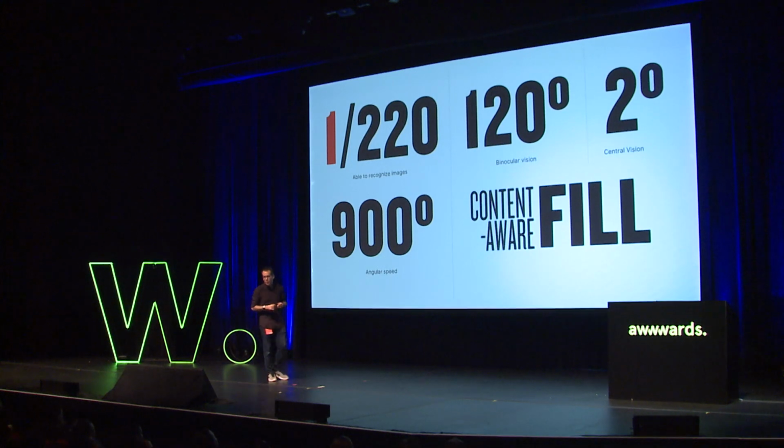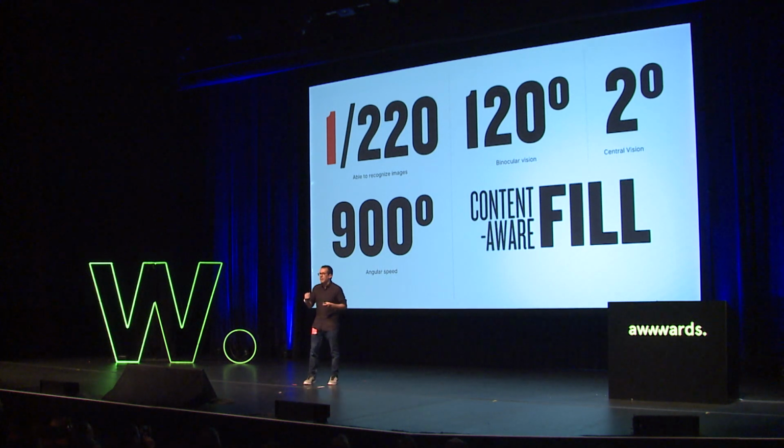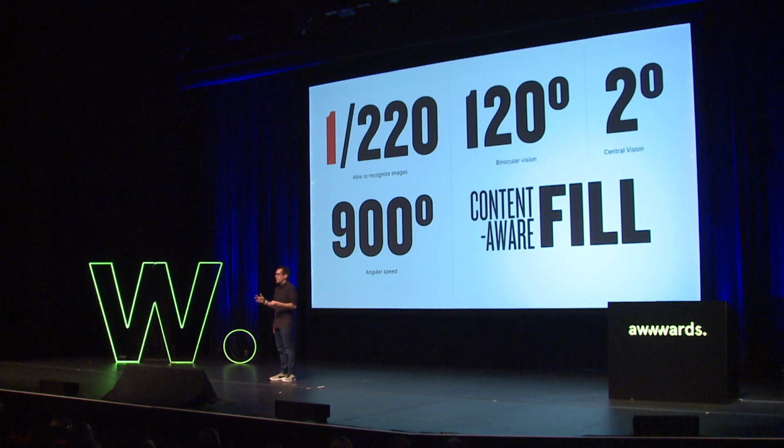So with that in mind, if we look at the capabilities of our eyes, we're able to actually recognize images at a 1/220th of a second. And this is the result of US Army research with pilots. They play a video at up to 220 frames per second. Only one frame is one object. Pilots in this research were able to actually describe and talk about the objects they just saw.